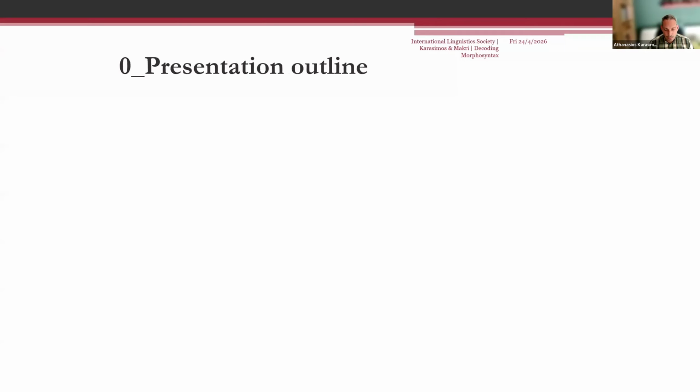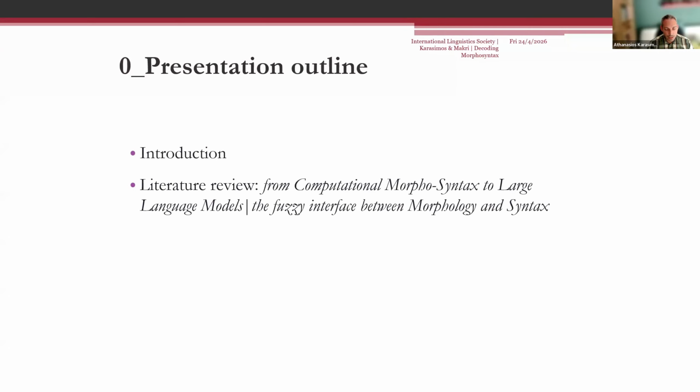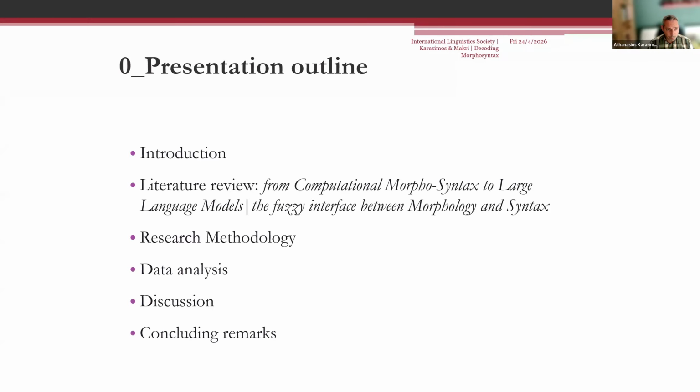So our presentation today is going to include a short introduction and also a short literature review about computational morphology or morphosyntax and how we can jump from this area to large language models and assessment, the research methodology of our presentation, data analysis, discussion, and some concluding remarks.